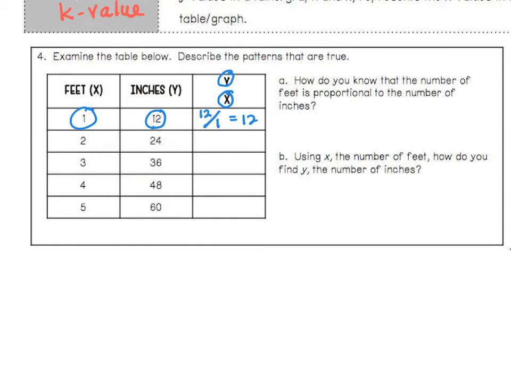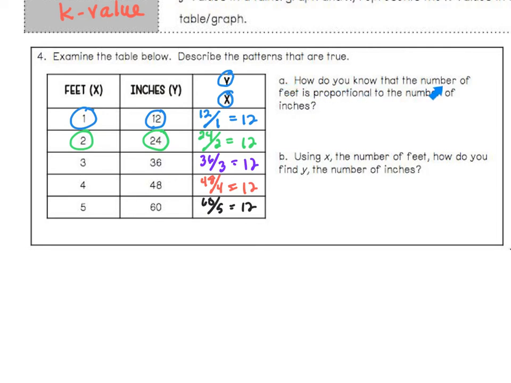I'm going to go to the next pair, and I see 24 as the y value. Y has to be on top, compared to its matching x value, which is 2. So 24 divided by 2 would be 12. So I'm going to have you pause this video and complete the rest of the table based on these first two examples. All right, if you need to make any corrections, go ahead and do so.